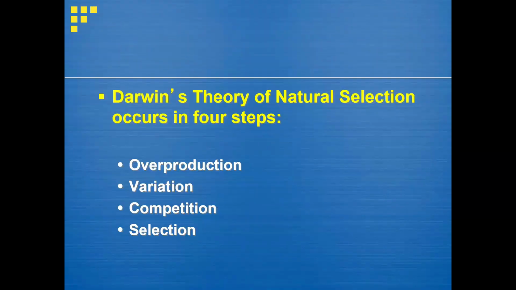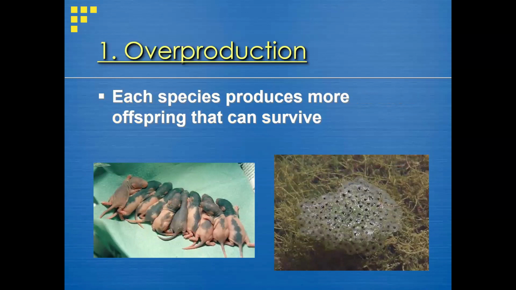So as I said, Darwin's theory occurs in four major steps, and we are going to look at them one after the other, starting with overproduction. So each species of living organisms produces more offspring than can survive.